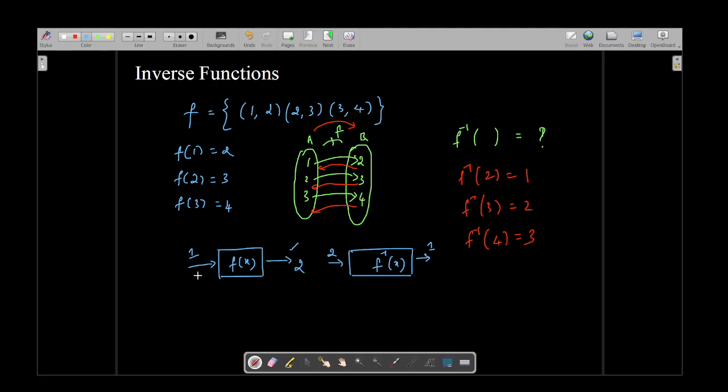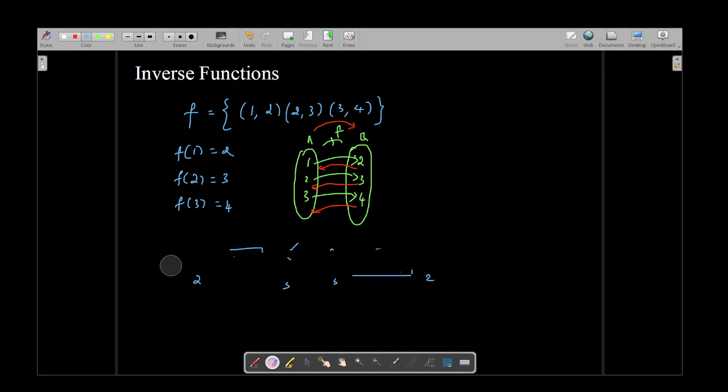Similarly, if I give 2 here, output will be 3. If I give 3 here, output will be 2. So this is the essence of inverse function. And not every function will have an inverse.